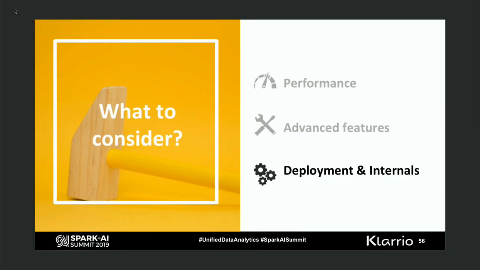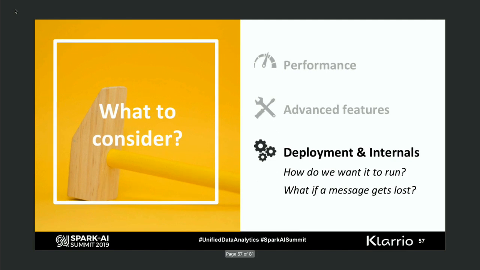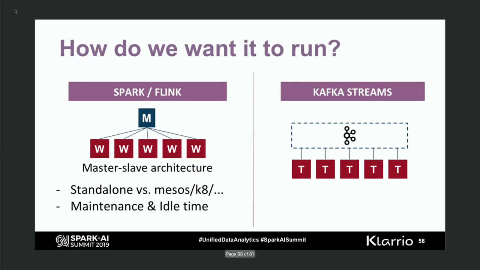Then the final category is deployment and internals. So there are two important things here that I'll talk about today. First one is how do we want it to run? And the second one is what if a message gets lost? So how do we want it to run refers to what kind of deployment options you have. Do you run it on a cluster, and if so, how?